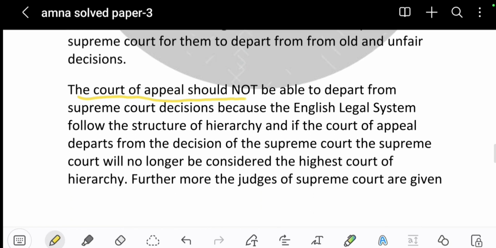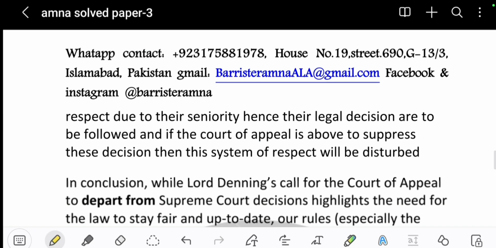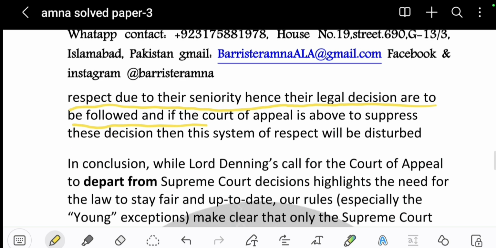The Court of Appeal should not be able to depart from Supreme Court decisions, because the English legal system follows the structure of hierarchy, and if the Court of Appeal departs from the decision of the Supreme Court, it will no longer be considered the highest court of the hierarchy. Furthermore, the judges of the Supreme Court are given respect due to their seniority, hence their legal decisions are to be followed, and if the Court of Appeal is able to suppress these decisions, then this system of respect will be disrupted.